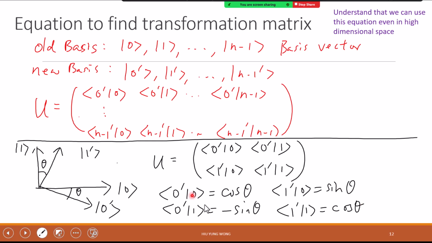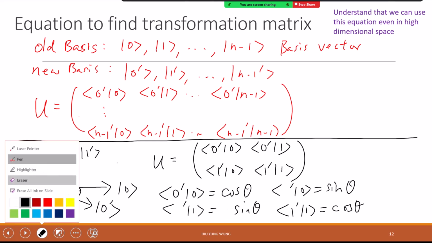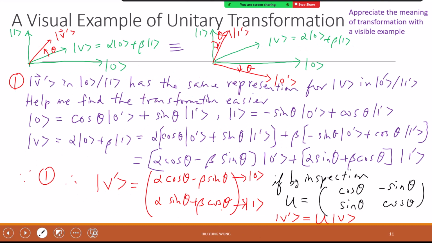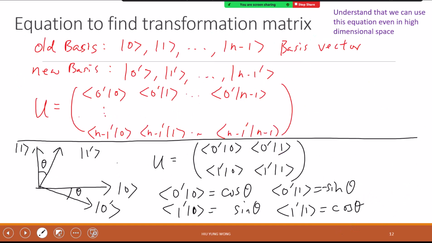Maybe this will confuse you because now I put 0'1 here. To avoid problems in the future, let me make it the same as the matrix. So I put this back to 0'1, and this is negative. So you have cosine theta, negative sine theta for this row, sine theta, cosine theta for the next.